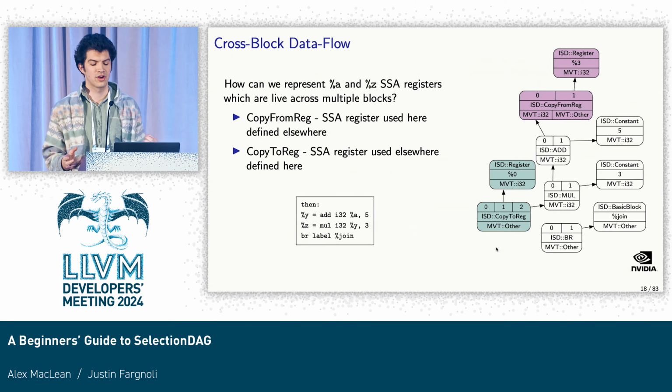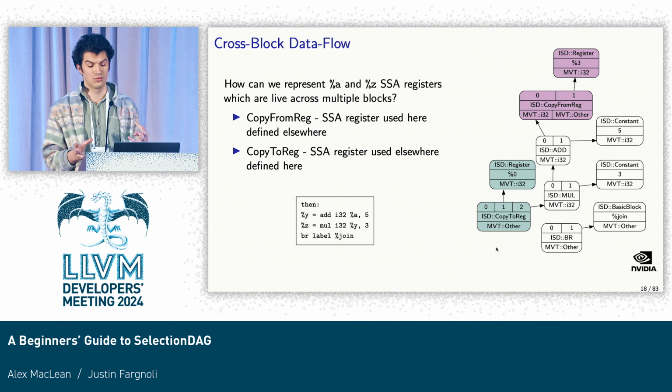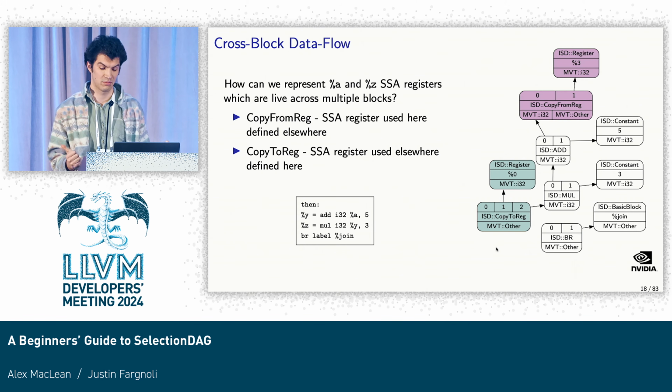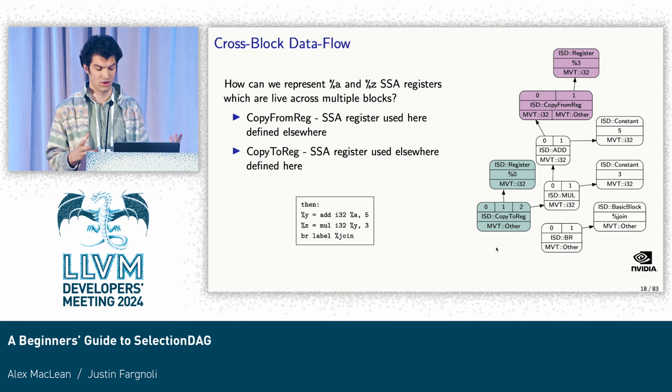So for this, we're going to create copy to and copy from register nodes. This is a way to represent either a dependency on some value used in another block, or say that we're going to take a value and other blocks may depend upon it. These are a little bit like load and store instructions, not in that they have anything to do with memory, but just that they take some value and an address and either read to it or write from it. In this case, the address is an ISD register.